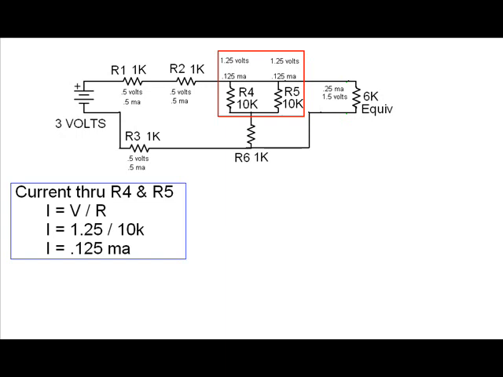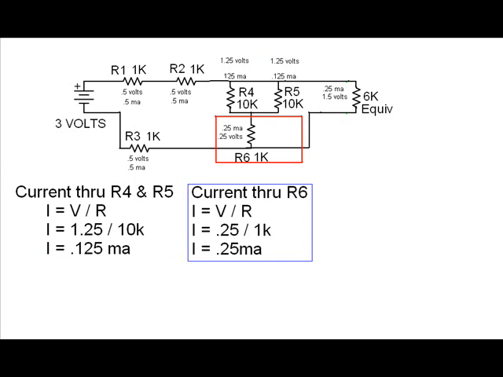The current's going to split here like it did before. Each of those 2 resistors, R4 and R5, will have 1.25 volts divided by 10K, which equals 0.125 milliamps. The current through R6 would be 0.25 volts divided by 1K, giving us 0.25 milliamps. Now, the 0.25 milliamps through R6 is the total of the current through both R4 and R5. They were 0.125 and 0.125, which is 0.25. We've calculated it separately, but you can double check your work that way. That's one way you can check on yourself as you're doing these calculations.